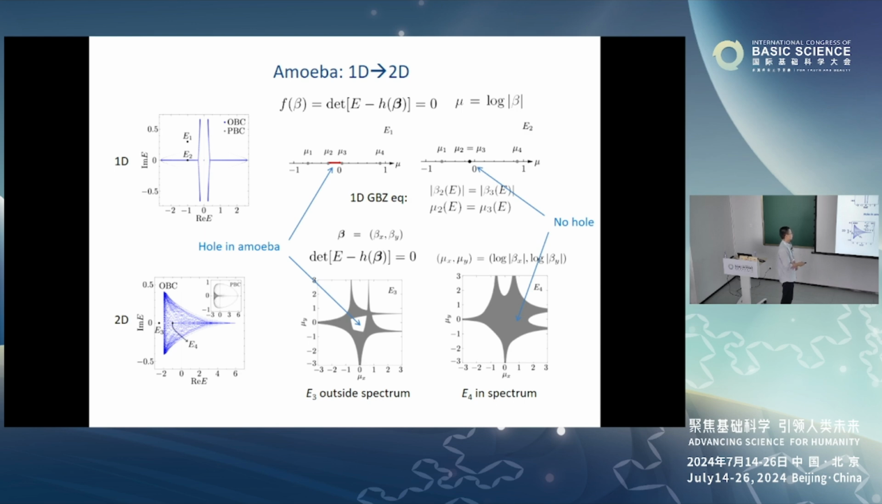So the more interesting case is the open boundary case. If the amoeba has a hole, then it means that this E is outside the energy spectrum.